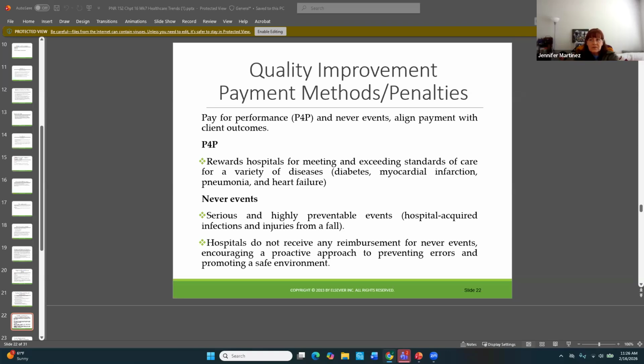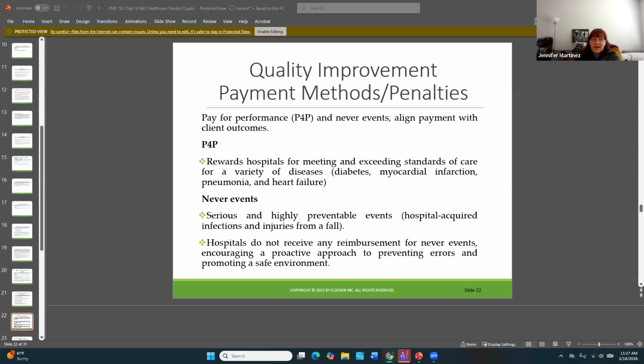So pay for performance. Has anybody heard this before? Pay for performance rewards hospitals for meeting and exceeding standards of care for a variety of diseases, like your diabetes, your heart attacks, your pneumonia, your heart failure. It's a value-based payment that offers incentives, and it could even offer penalties as well.